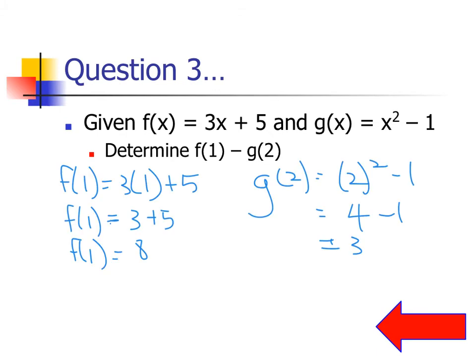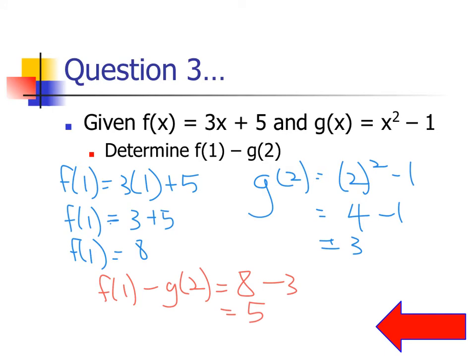So you can see that I found f at 1 by substituting 1 in where x was, and I got f at 1 equals 8. Then I looked at g at 2. G at 2, putting a 2 in where the x was, I get 2 squared minus 1. I get 4 minus 1, which is 3. Finally, I'm going to subtract like I've been asked to do.